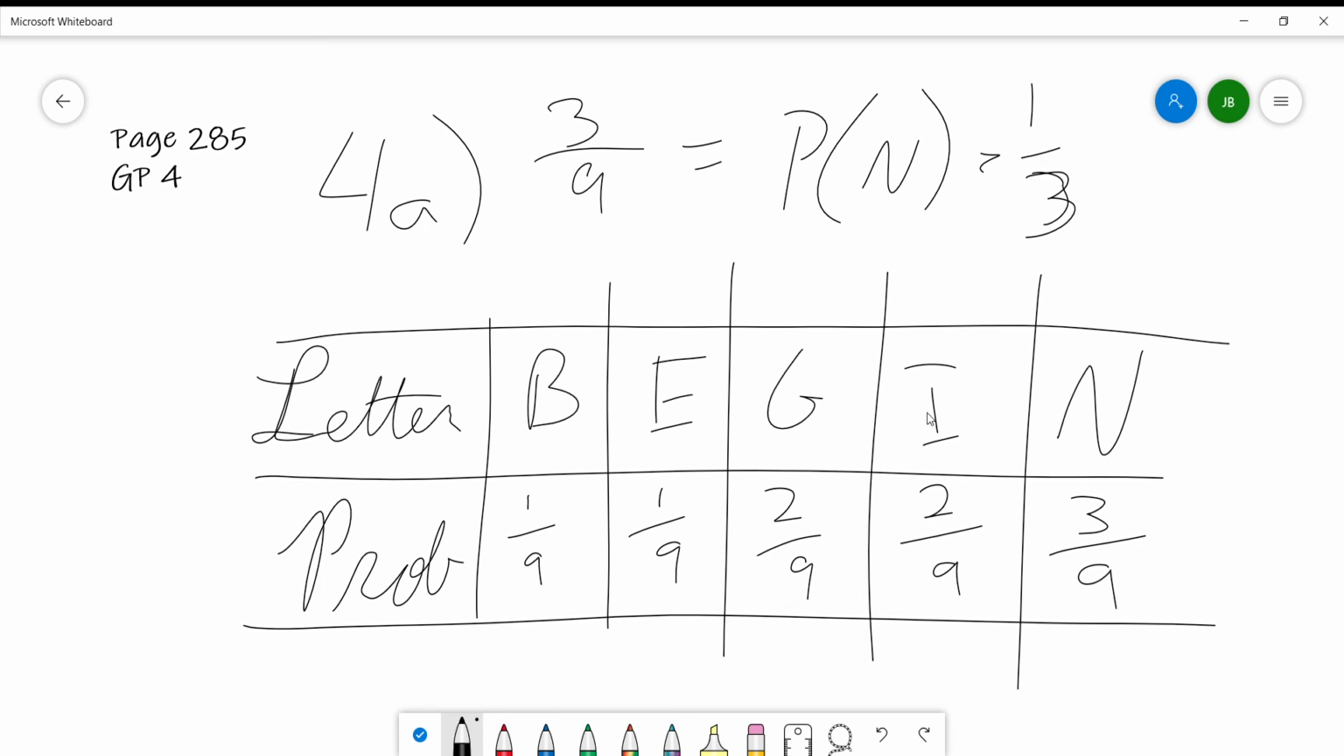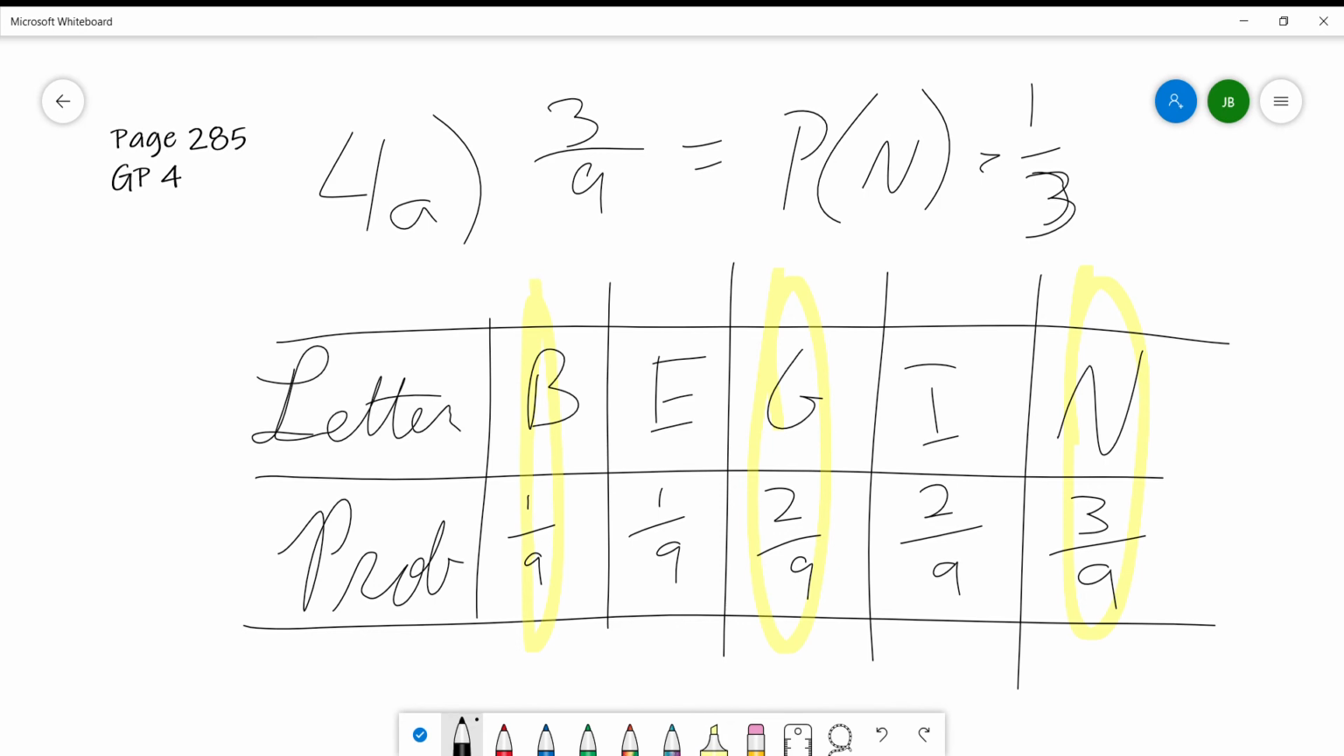What is the probability of selecting a card with a consonant? Let's highlight our consonants and take a look. This is a consonant. This is a consonant. And this is a consonant. So we have 1 plus 2 is 3/9 plus another 3/9 is 6/9, which is 2/3.